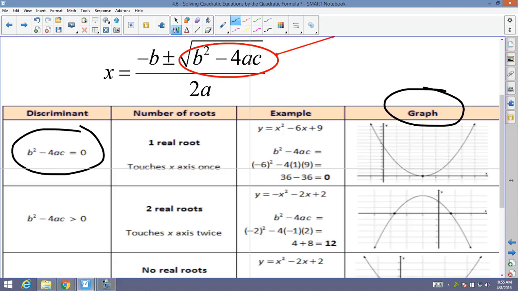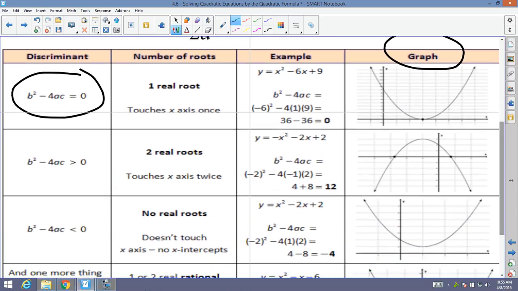If b squared minus 4ac is greater than 0, if it's positive, that means I have 2 real roots, and that means that the equation will have 2 solutions. And you can see the graph on the right. In this particular case, why is it pointing down? Because the a is negative. Very good. And it's going through 2 different points. You cannot solve the points with the discriminant, but you will be able to determine whether or not you have 1, 2, or no real solutions.